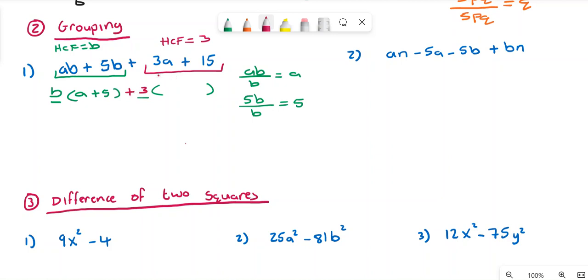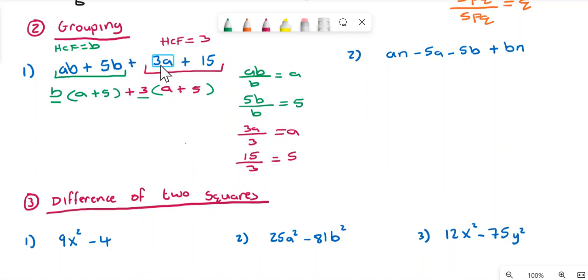And then what I want to do is divide each of the terms by the highest common factor to figure out what goes inside the brackets. So if I have 3a and I divide that by 3, that's just going to leave me with a. And if I take 15 and I divide that by 3, that's just going to leave me with 5. So this a, I put it in here, so a plus, and the 5, I put the 5 in there.